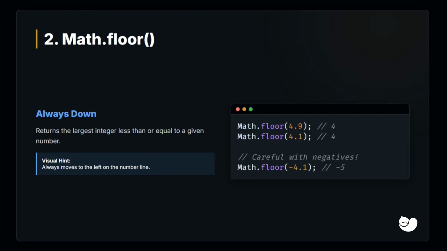4.9 becomes 4. However, the behavior with negative numbers is where many developers trip up. Because floor means moving left on the number line towards smaller values, negative 4.1 does not become negative 4. It moves down to negative 5. You will frequently use this method when calculating array indices, converting time loops, or anywhere you need to ensure a value stays within a lower bound. It is a tool of strict reduction, guaranteeing the result is never larger than the source.